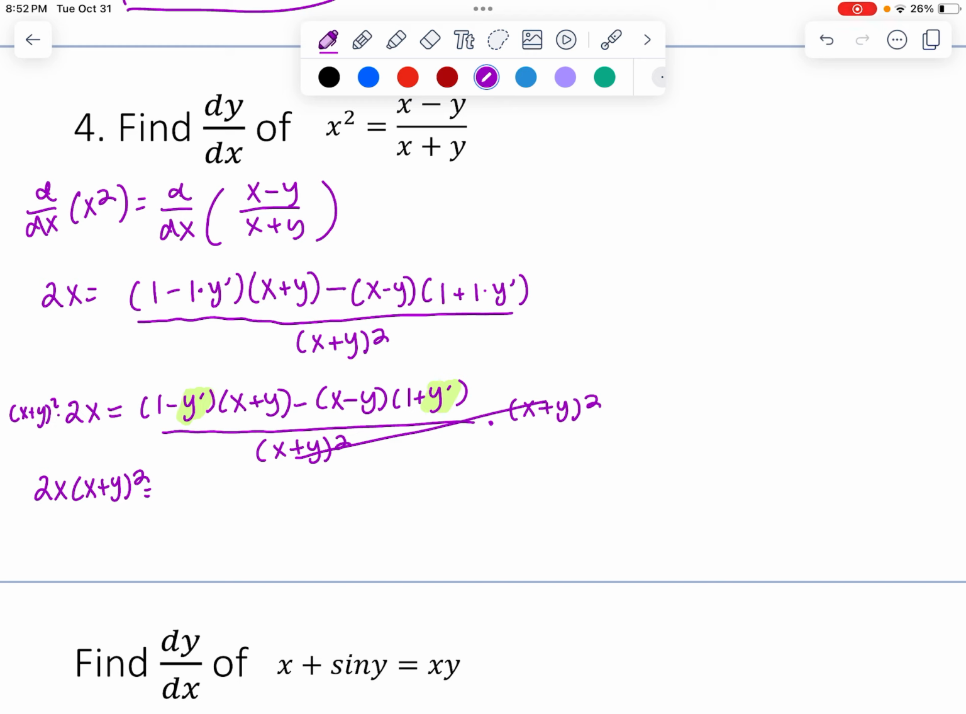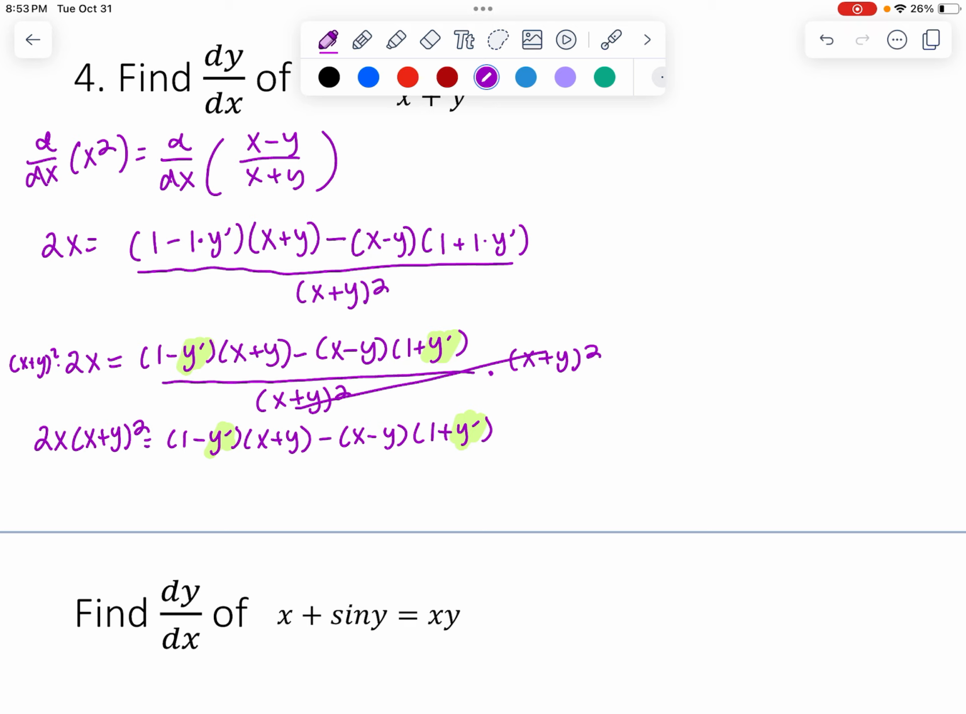And then, so my denominator is gone, and over here I'll have (1 minus y prime) times (x plus y) minus (x minus y) times (1 plus y prime). So I got to get those y primes together, and the reason why this one is really a doozy is because I'm going to actually have to distribute if I want to get those two together, because they're both in parentheses and they're both in multiplication. So I need to undo the multiplication to be able to get those.